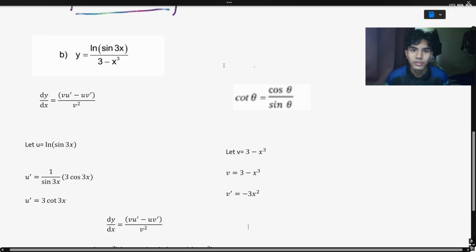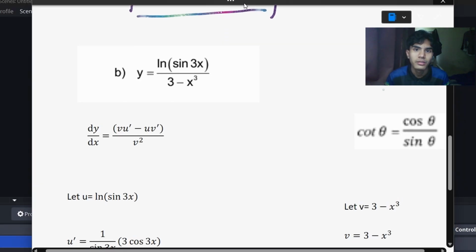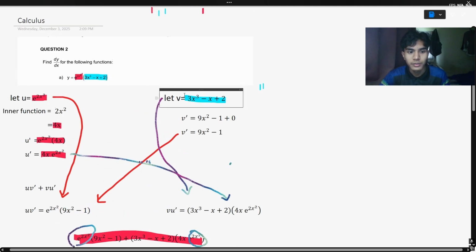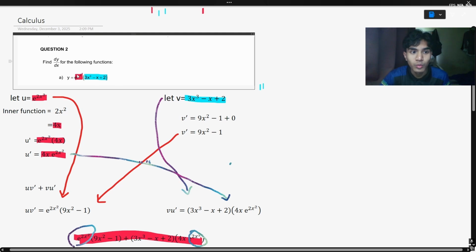Alright, now let's move on to question B. Question B. y is equal to ln sine 3x over 3 minus x cubed. So for this question, we cannot use the product rule. We actually have to use the quotient rule. Why? Because in the previous question we used the product rule because there are two separate functions, and you need to multiply them. The functions multiply with each other. That's why we used the product rule on that question.